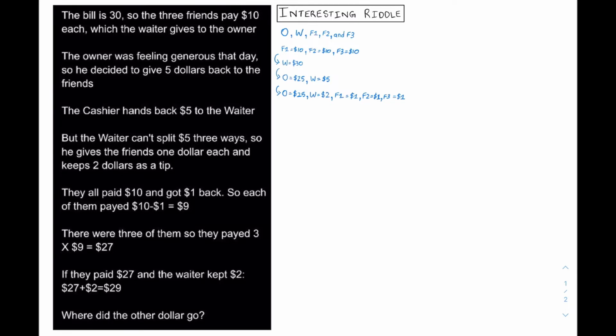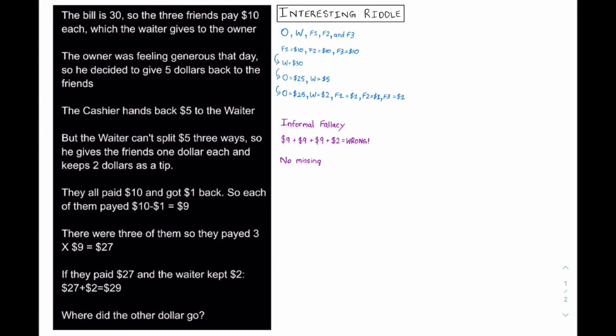This riddle uses a technique called the informal fallacy. An informal fallacy is an argument that may employ valid logical reasoning, but the resulting conclusion is false because the premises of the argument are flawed. So where is the flaw in this riddle? Well, it comes from assuming that adding up the $9 from each of the friends along with the $2 from the waiter will give us the $30 that we started with. This is completely wrong. There is no missing dollar.